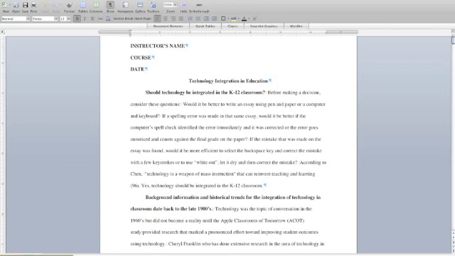It says, according to Chen, technology is a weapon of mass instruction that can reinvent teaching and learning. Okay, so already we have an idea that this paper will be in favor of technology integration because of the quote that they've elected to add. And then it says, yes, technology should be integrated in the K through 12 classroom. And that's actually the thesis for this paper. This paper is going to reveal research and information on how technology should be integrated in the K through 12 classroom.